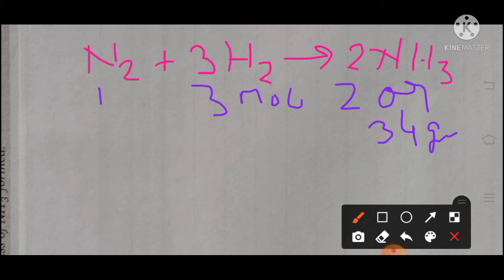In this question it is asked that 6 mole of hydrogen formed, how much ammonia. It is a very simple equation. 3 mole of hydrogen formed 2 mole of ammonia, or we can say that 3 mole of H2 formed 34 gram of ammonia, then 6 mole of hydrogen formed. Simple equation is here.